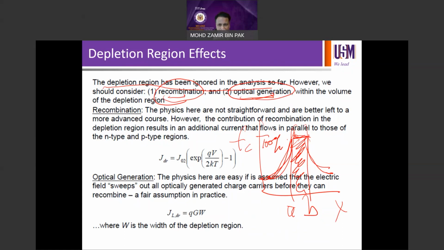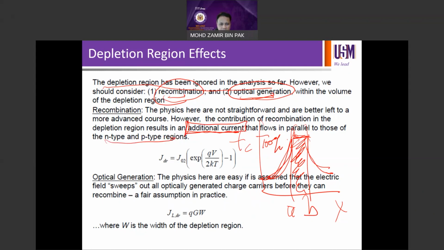So the physics are not straightforward and better left for the more advanced course. However, the contribution of recombination in the depletion region results in an additional current. If you have recombination in the depletion region, it is going to contribute an additional current that flows in parallel to those currents in the N-type and P-type regions, in the quasi-neutral regions.